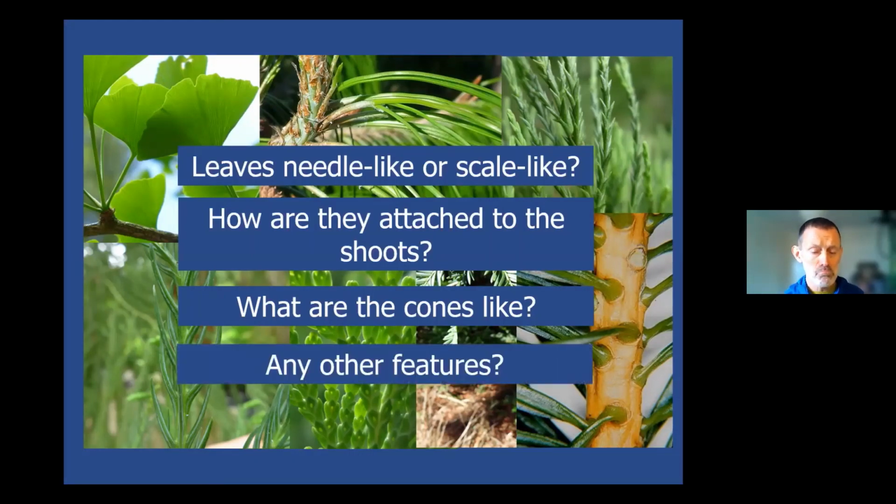And finally, any other features? So what does the foliage smell like? And perhaps you can see some hairs on the shoots, and your hand lens will be needed here. Or perhaps you can see some white markings on the needles as well. But with those four questions, you can certainly get to genus quickly.